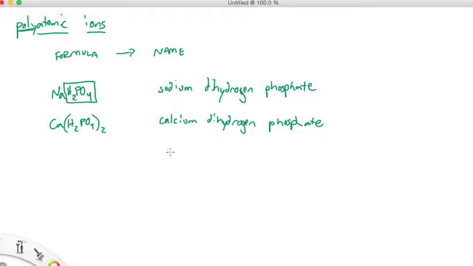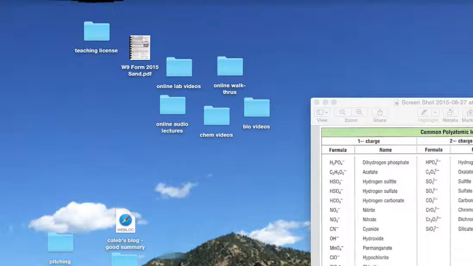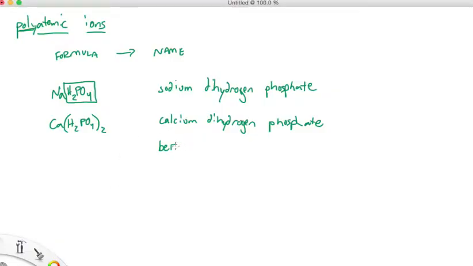So I'm going to call this beryllium. Actually, get the spelling right. I believe there's 2 R's. Nope, just 1 R, 2 L's. Beryllium. And then I'm going to use oxalate. Okay, beryllium oxalate.